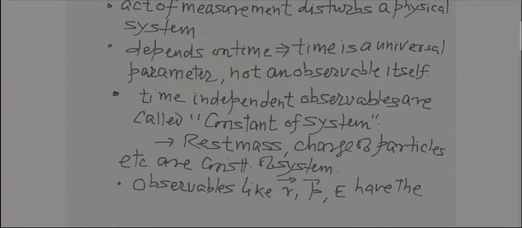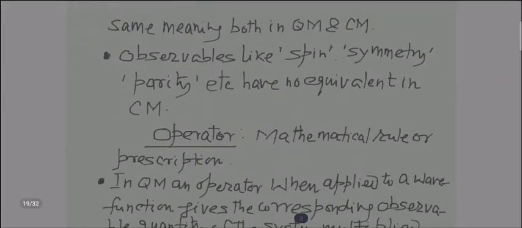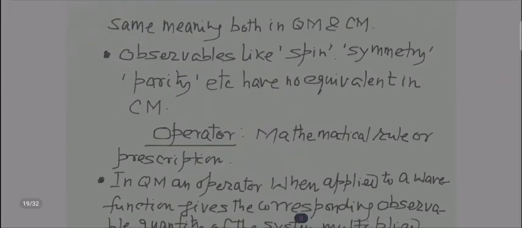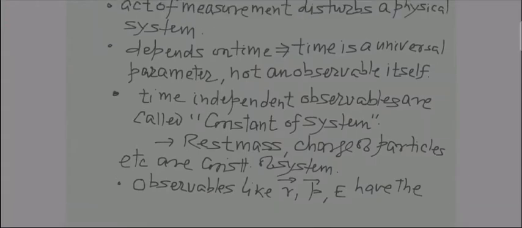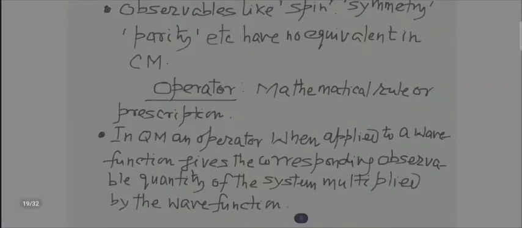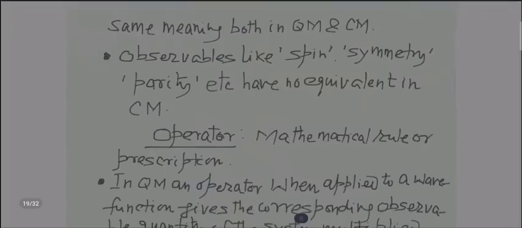Now there are some other observables too, like position vector, momentum vector, total energy. Observables like position, momentum, total energy have the same meaning both in quantum mechanics and classical mechanics. They have the same meaning in quantum mechanics as well as in classical mechanics.